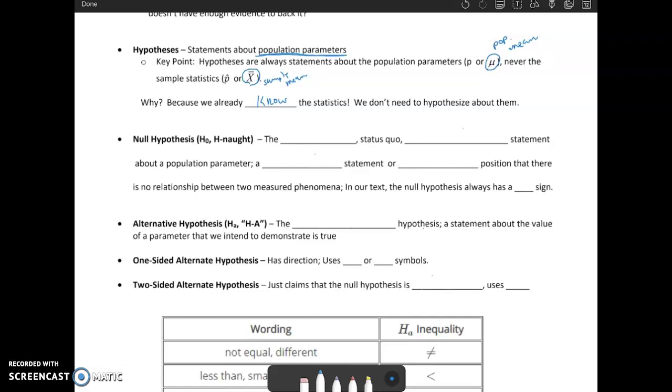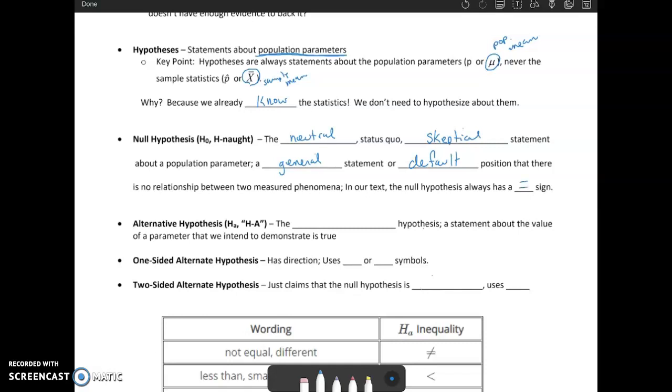Okay, so hypotheses is plural. There are 2 different types of hypotheses statements that we write. The first one is called the null hypothesis, written as H sub naught or called H naught. This is that neutral, status quo, or skeptical statement about a population parameter. It's the general statement or default position that there is no relationship between the 2 measured phenomena. For us, the null hypothesis will always have an equal to sign.